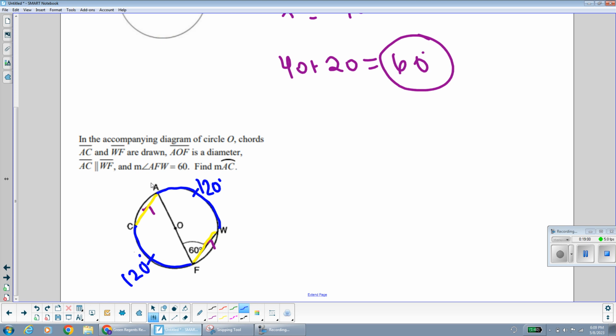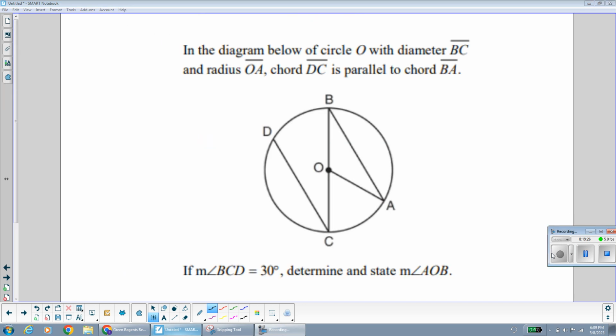And since AF is a diameter, all together from A to F should make 180 degrees. So if this piece is already 120, 180 minus 120 gives us 60 degrees. So arc AC should be 60 degrees. And why not do just one more?